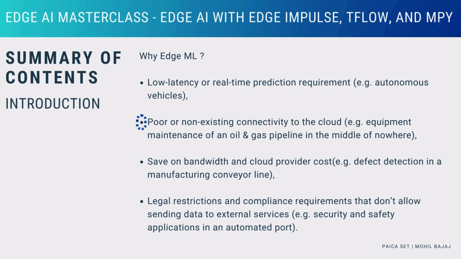Another reason for using edge ML is poor or no connectivity to the cloud. Extending the self-driving car example, let's say you wanted to go on a hiking trip to a mountain, or maybe on a desert safari in your self-driving car. If these remote places had bad or no internet connectivity, the self-driving car wouldn't work.